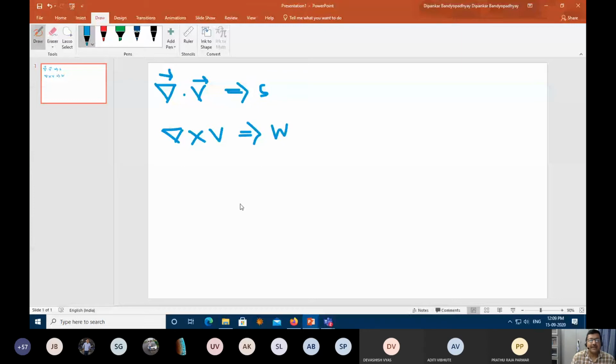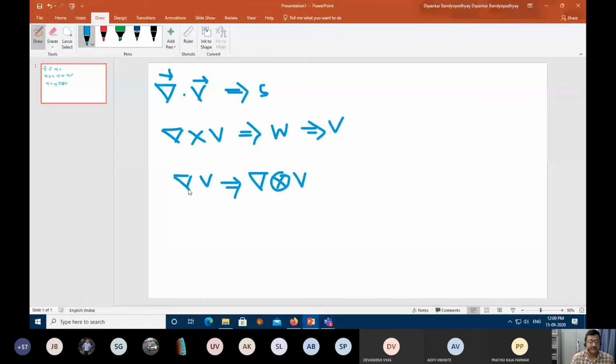Similarly, I can have an operation which is the gradient operator, gradient of V. This is what I wanted to arrive at from these two. This gradient of V implies a dyadic product of the gradient operator with respect to V. Correct? So this V was a vector, this gradient was a vector. If you take a dot product, you end up getting a scalar. If you take a cross product, you end up getting a vector.